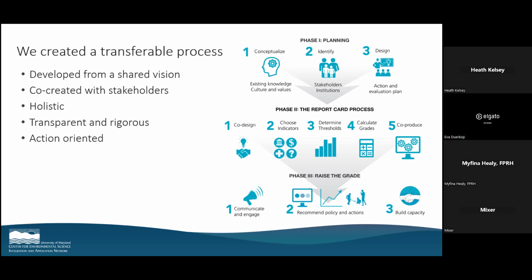So it's important to us in our process that we develop things using a shared vision with stakeholders. We co-create the entire project and the report card itself with involvement of the stakeholders from the very beginning. Almost all of our report cards are more holistic in nature, meaning beyond ecosystem or water quality. We look at social, cultural, and economic factors as well. And of course, we want to be transparent and rigorous. And then lastly, that last phase, we want to generate some action to improve conditions.